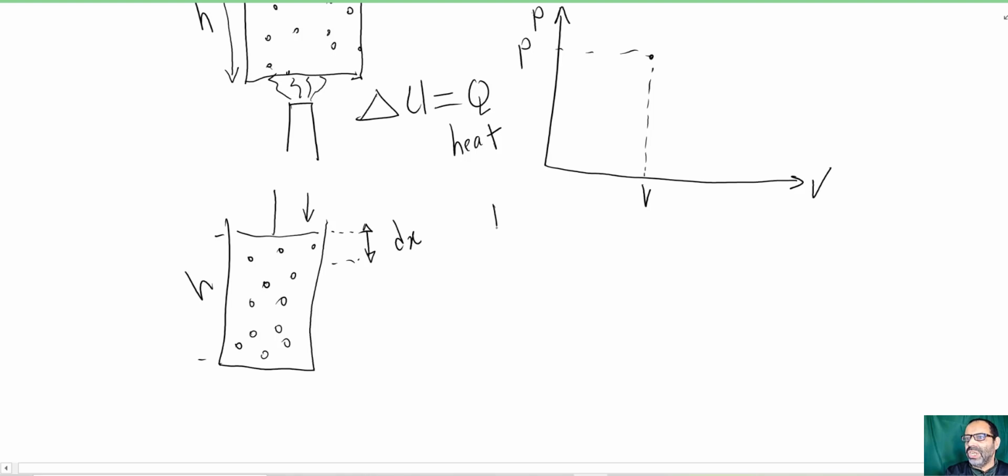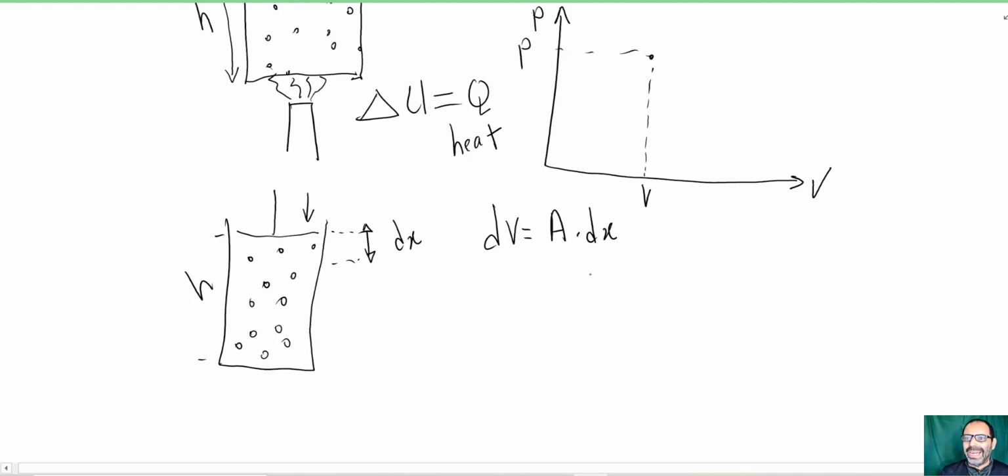So the volume will change now by an amount which is equal to the area A, which did not change, times the change in height. Obviously, if I do it this way, if I'm compressing the gas, dV is actually negative. The volume is becoming less and less, so the change in volume is going to be negative.